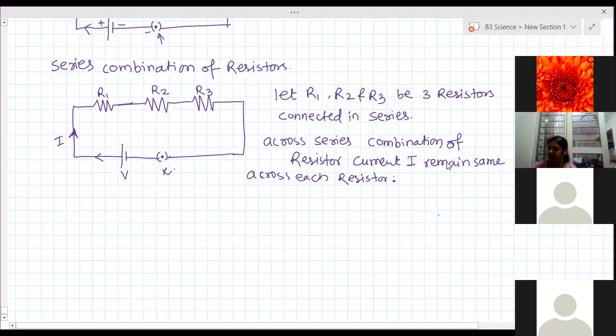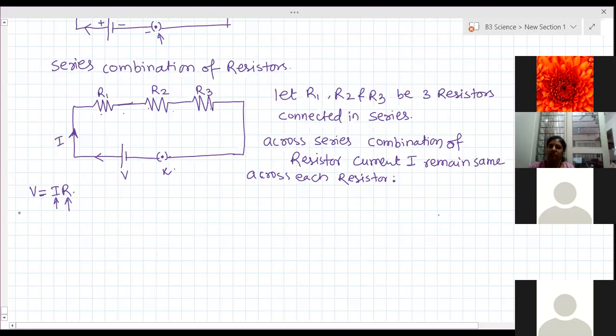Will the potential difference value change? Will V remain the same or change? Students: The value of resistance. V, the potential difference, will change. I is equal to V by R, right? Yes, ma'am. V is equal to I into R, right? According to Ohm's law. Yes. So the value of I remains the same, and the R value keeps on changing; across each resistor the resistance value is different.